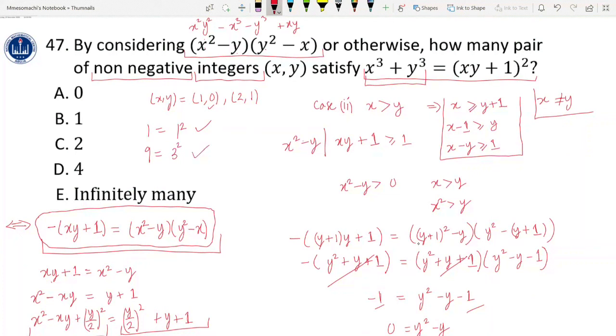So this works. And since we know that this is symmetric, if xy is a solution, it implies that yx is also a solution. So it means in fact 0 1 and 1 2 also work. So we have 4 possible solutions, and hence the answer is option D, 4 pairs of xy non-negative integers satisfy this. So that'll be all for this video.